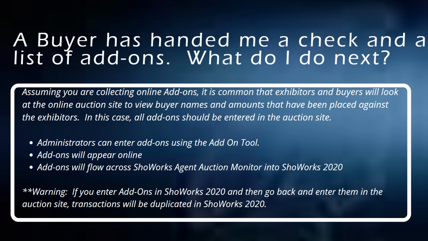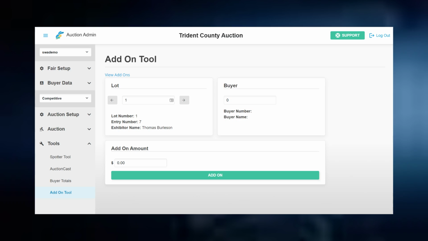So admin, you can enter add-ons using the add-on tool. Add-ons that are entered in this tool, it is located in your auction admin site under the tools module and by clicking on the add-on tool. When you go ahead and, as admin in the back end, put an add-on in for those buyers, it will show online. So that means you put it in the admin site, it'll show in the buyer site. It'll show that on lot 1, buyer number 2 placed $20. So it will populate. Now, it is important that you only choose one place to place these add-ons.